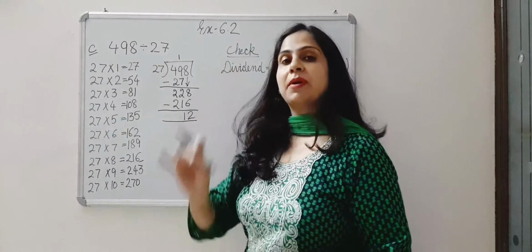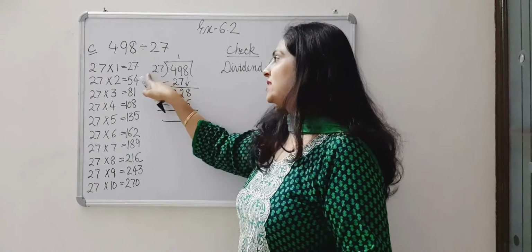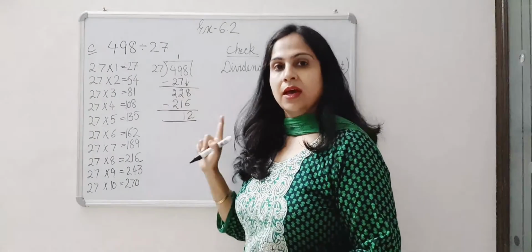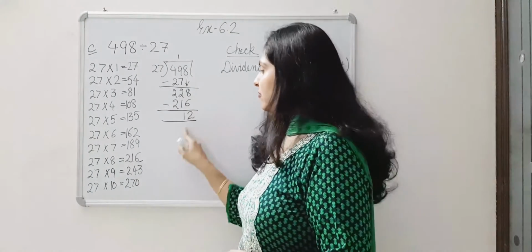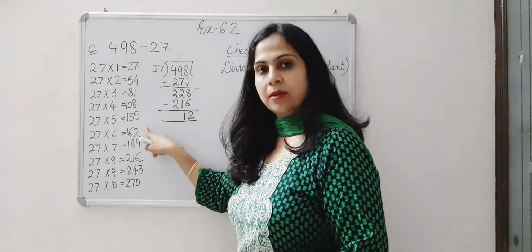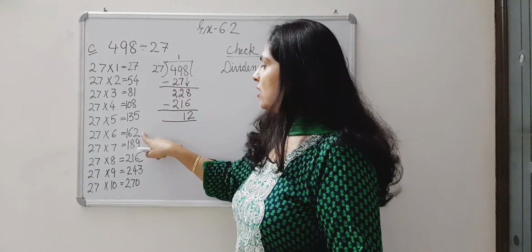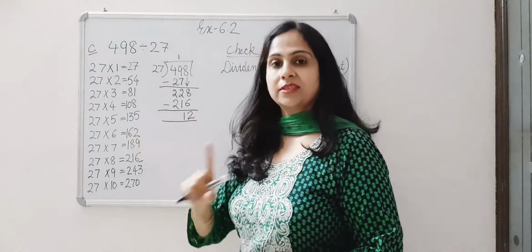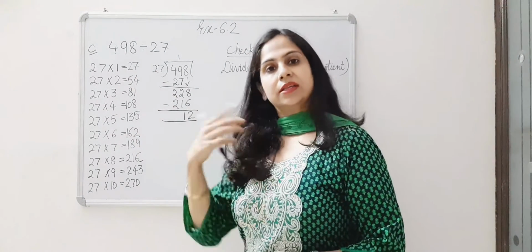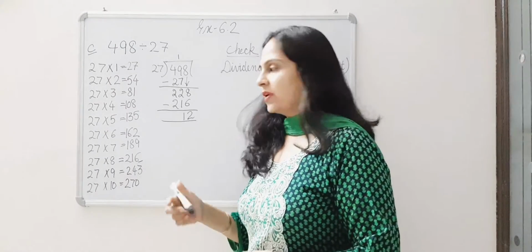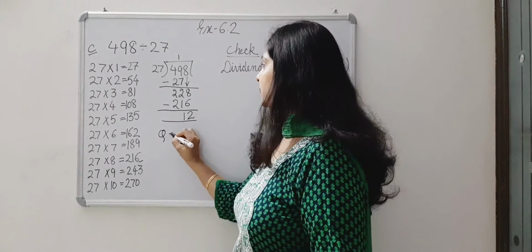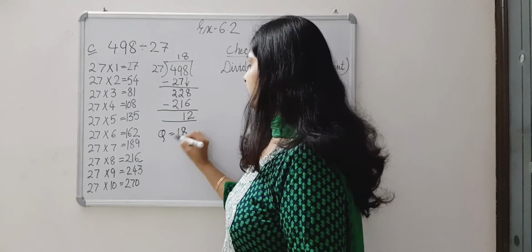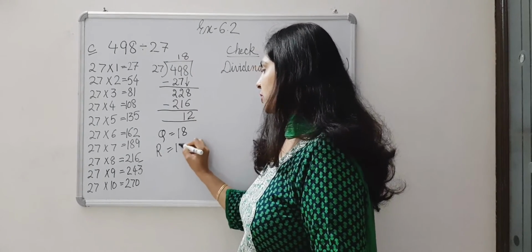And always remember that the remainder is always smaller than the divisor. It is always smaller than the divisor. It is only possible if you take just the nearer number, and you will not take any other number. There is just one number which you can take. There is no other option for that. Fine. Now our quotient here is 18 and remainder is 12.